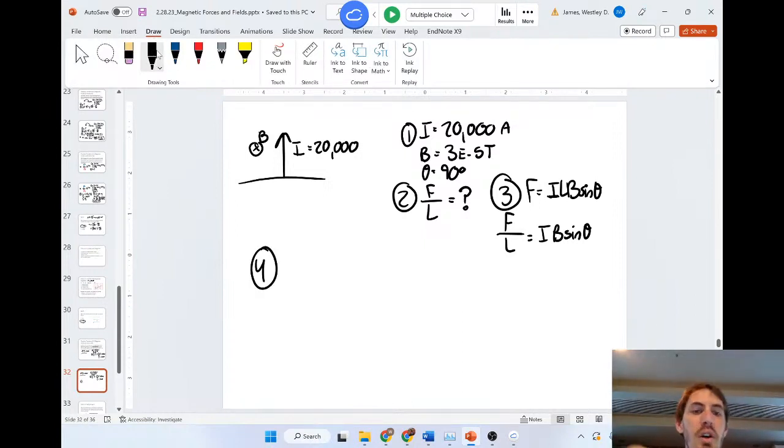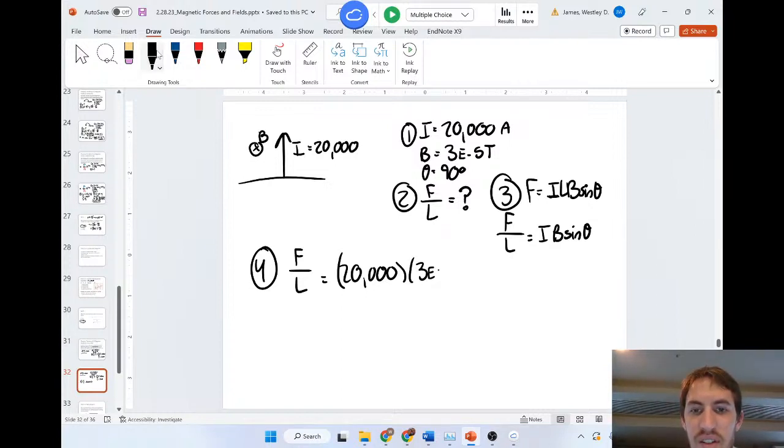All right, so plug and chug. F over L equals 20,000 times 3e to the minus 5 times sine of 90. Sine of 90 is 1.